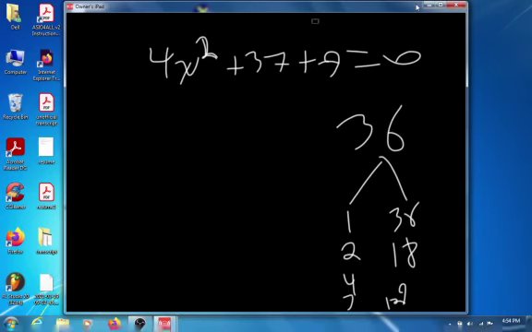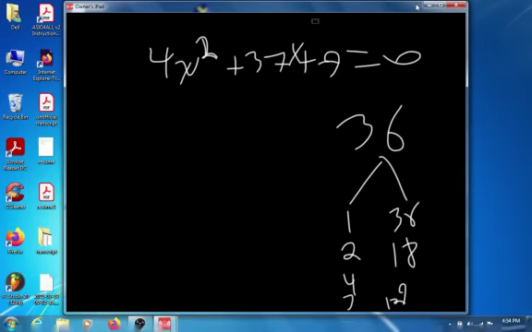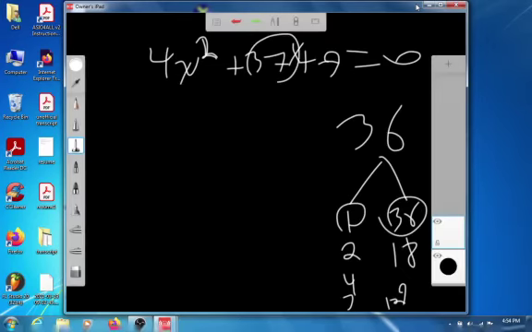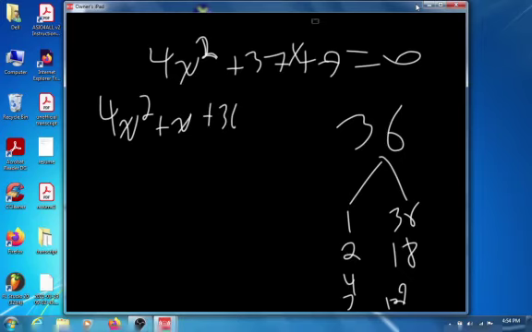Now that we have all of them written down, we have to figure out which pair of factors, when added together, equals this middle coefficient. I forgot to put an x right here. So, if 1 plus 36 equals 37, we can use 1 and 36. So let's rewrite this like this: 4x squared plus x plus 36x plus 9 is equal to 0.